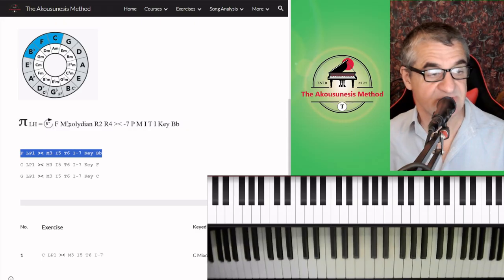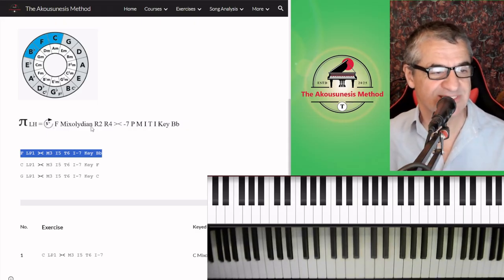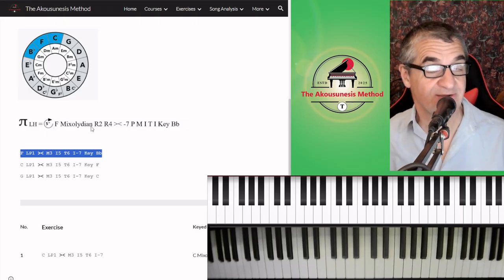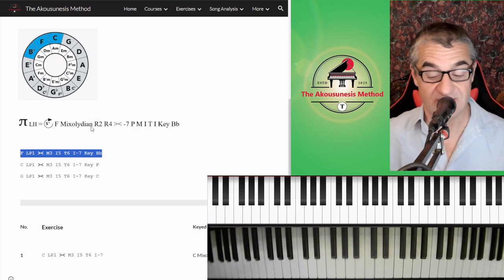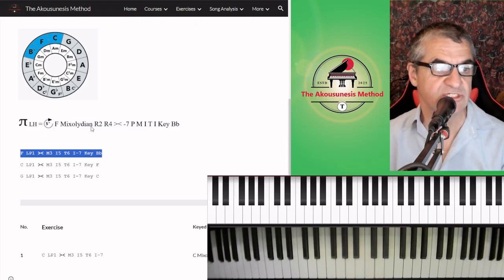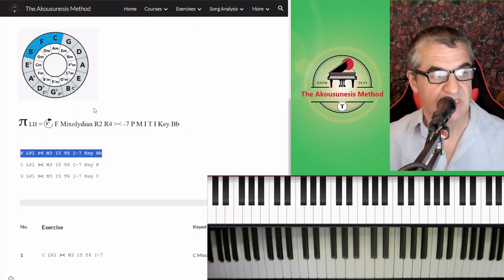F Mixolydian, or just Mixolydian, is the mode. We know all our modes because we know our scales. Our Ionian scale on all the modes, on all the keys. If we know all the keys on the Ionian, we know every single mode through visualization. All right, so R2 and R4, they're called operations. So Mixolydian R2, R4 is called a pure modal scale. It's key independent.